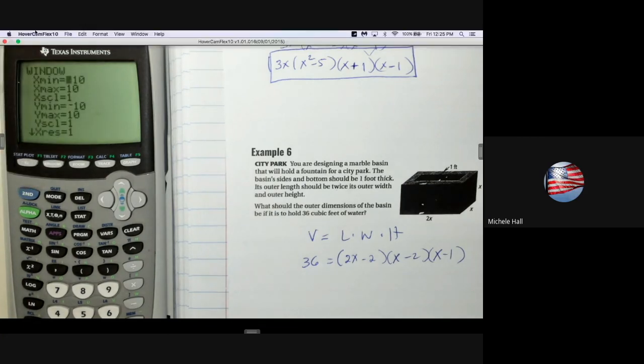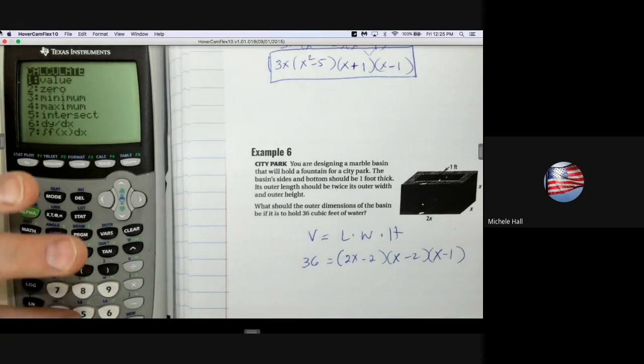and I would like to change my y max. I'm going to change that to 40, and I'm going to have the scale go by 5s. So I'm not going by 1s. Graph. Here is where we see that they equal each other at this place. I can do a calculation of where they're intersecting then. So I would go to calculate, that's in the blue. Second, trace. Number 5 is intersect.